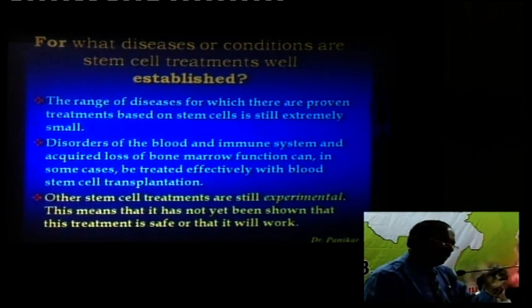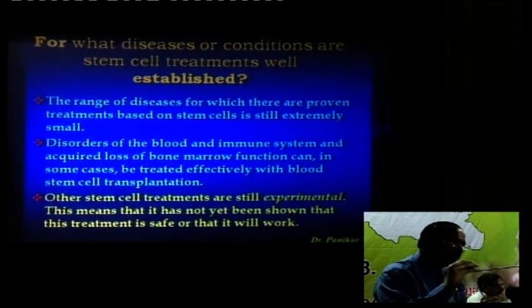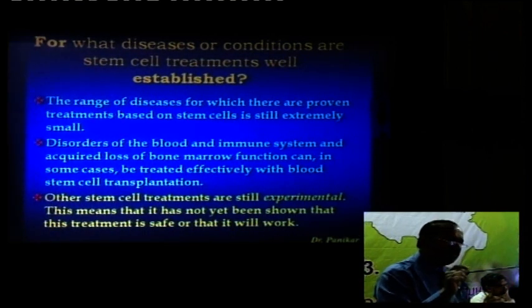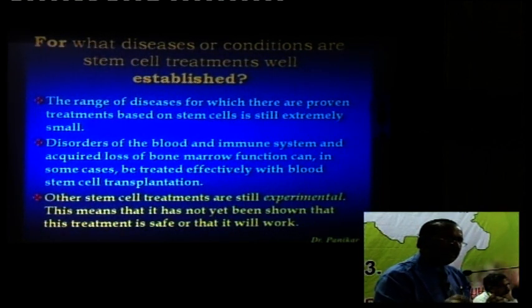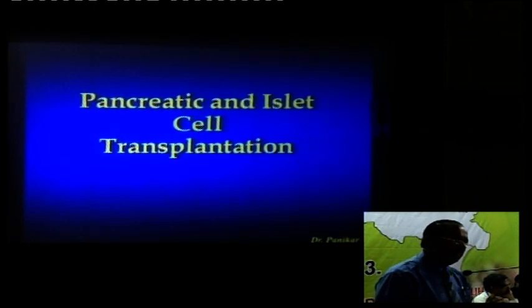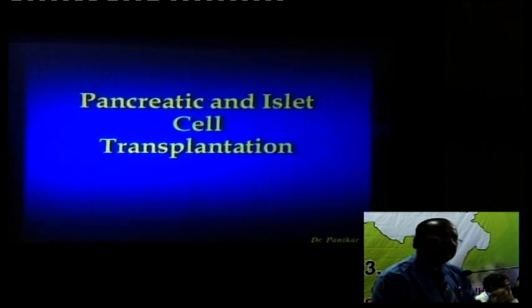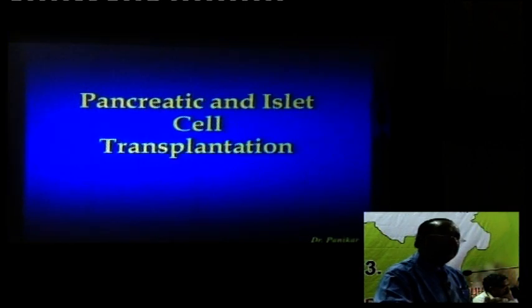Currently, stem cell therapy is established for which condition? Only for bone marrow and hematological malignancy, nothing else. Other stem cell treatments are still experimental. This means that it has not yet been shown that the treatment is safe or that it will work. So most of these so-called stem cell therapies doing the rounds everywhere are just fooling and fleecing the patient, which is not the right thing to do. The other way of getting back beta cells is the pancreatic islet cell transplant or a whole pancreatic transplant.